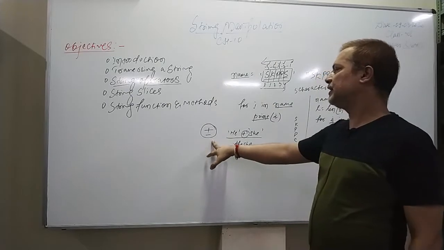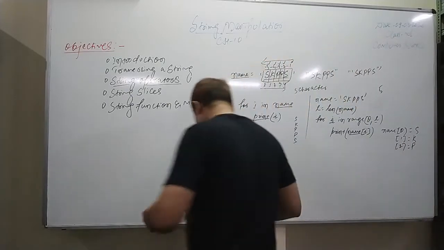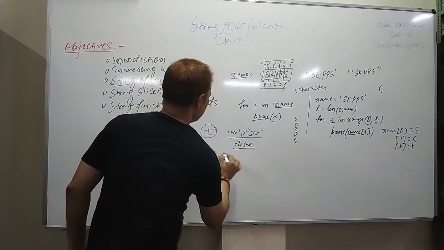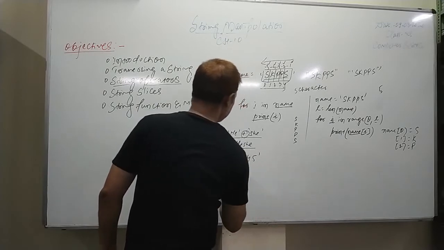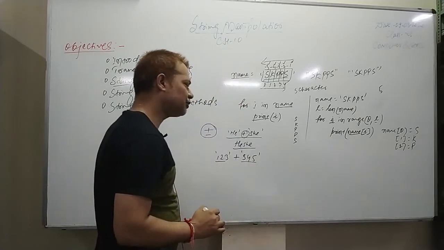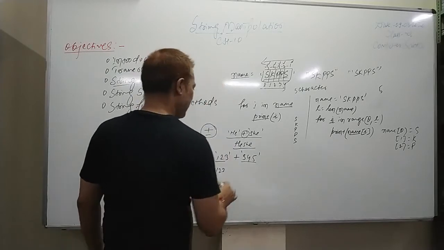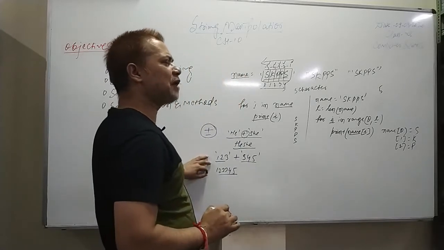The plus is the operator we generally use to add to a string. Even if you are keeping numbers like '123' plus '345', mind it, this is a string because you are keeping it in quotation marks. So if you display it, this is the answer: 123345. It is not going to add.